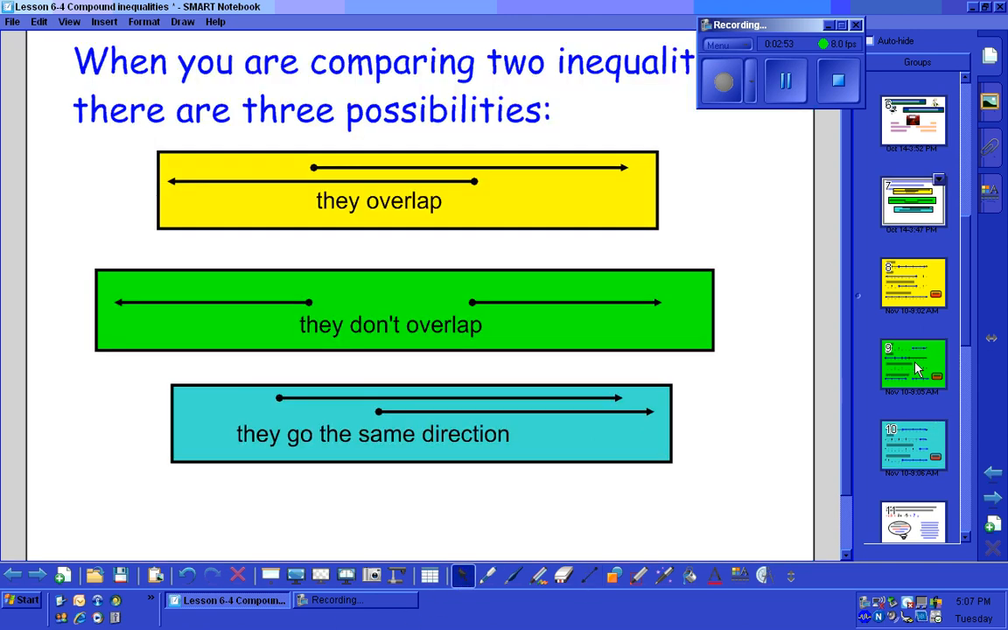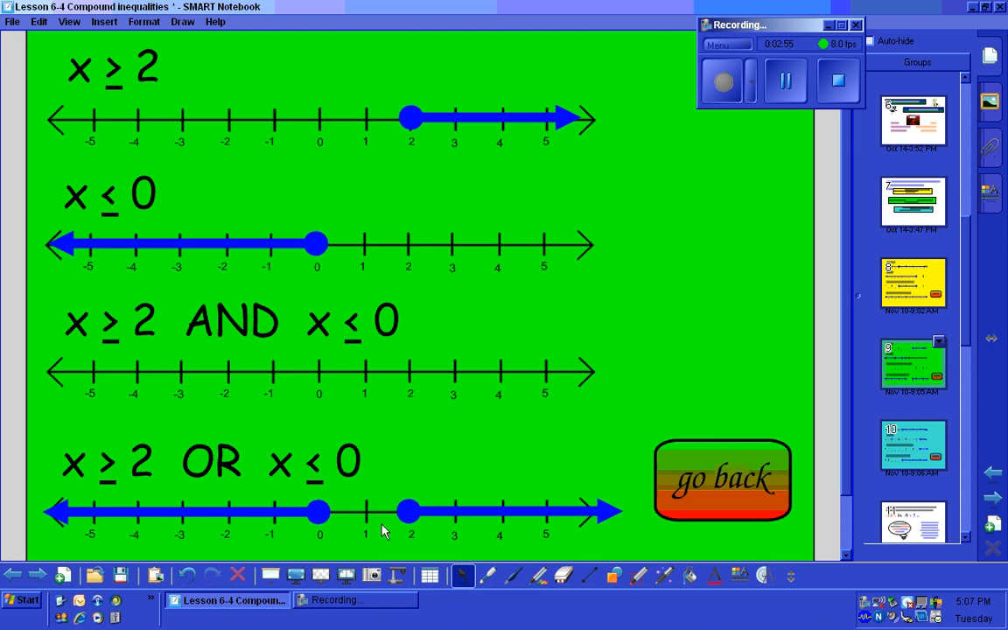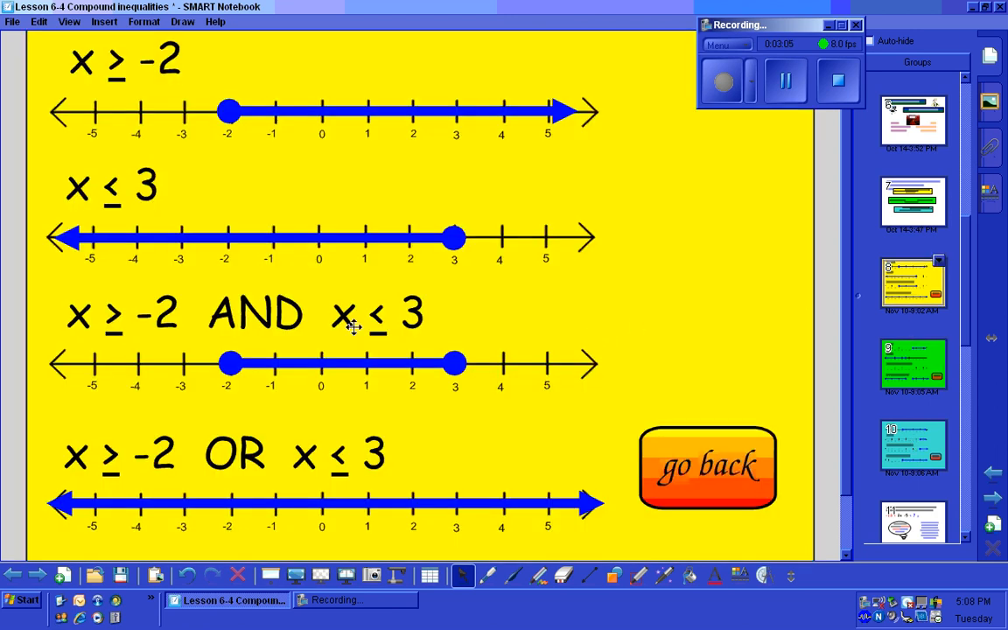To add to your notes, I would suggest making a note of the bottom one, where we have the gap in the middle. And I would suggest making a note of this third one right here. Pause as you need to, rewind as you need to.